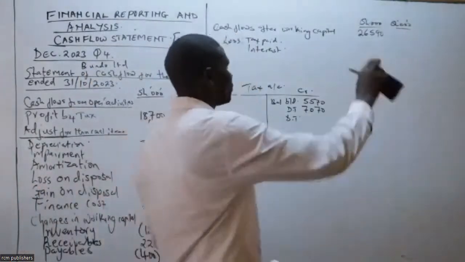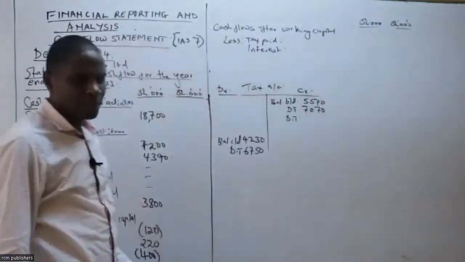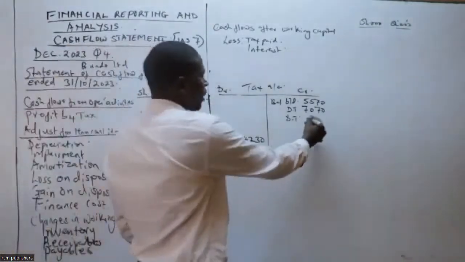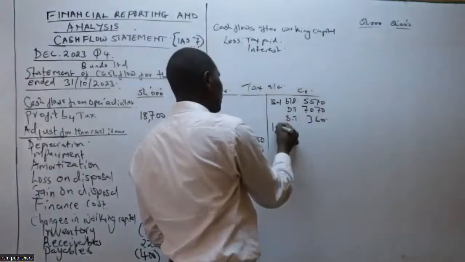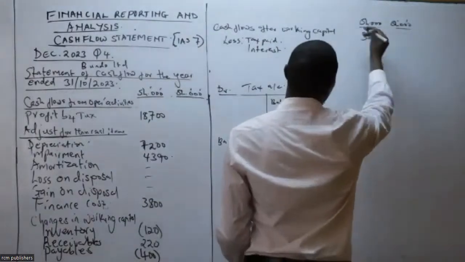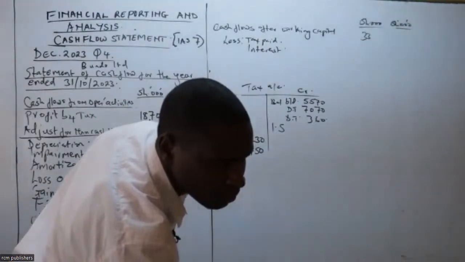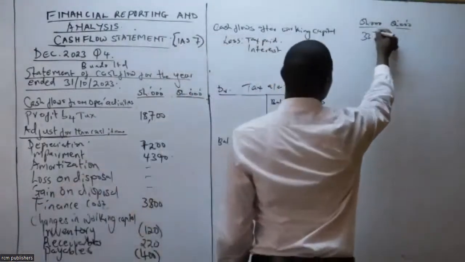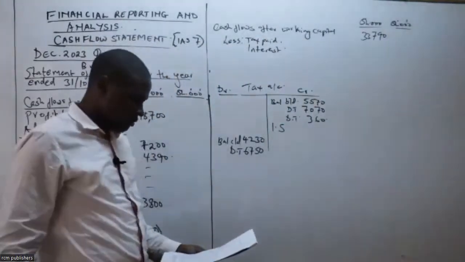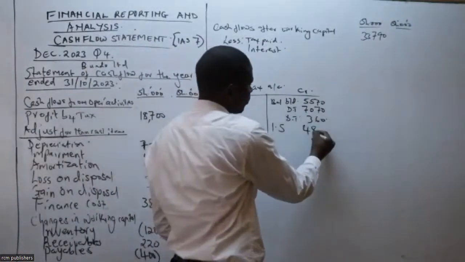360. So 360. And then remember, in the income statement, we had paid tax. 33,790. People are giving me something here. So there was tax that was paid in the income statement. Income tax expense 4830. So that one comes here.